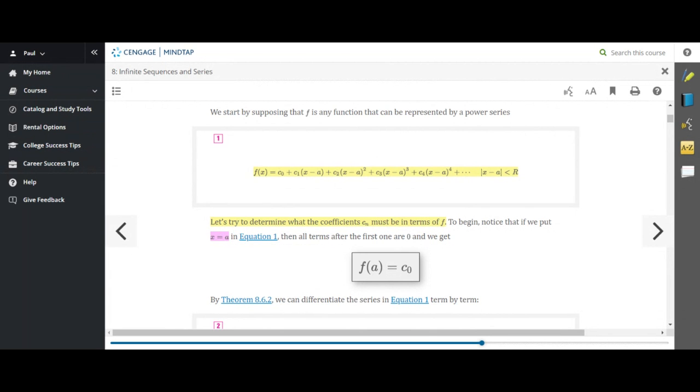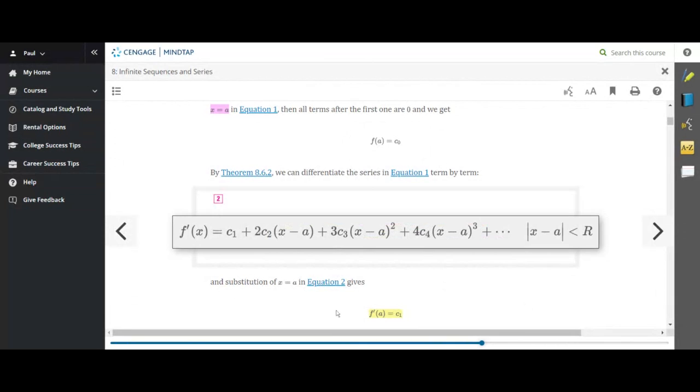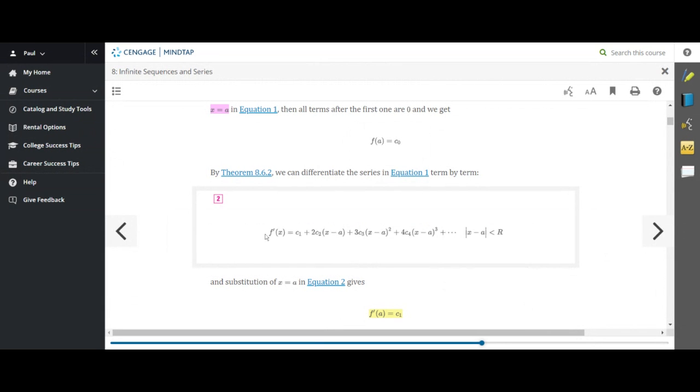Next we want to determine the value of c sub 1, which is the coefficient of x minus a. Well, what we can do is differentiate the power series. f prime of x would equal c1 plus 2c2 times x minus a plus 3c3 times x minus a squared, and so forth.